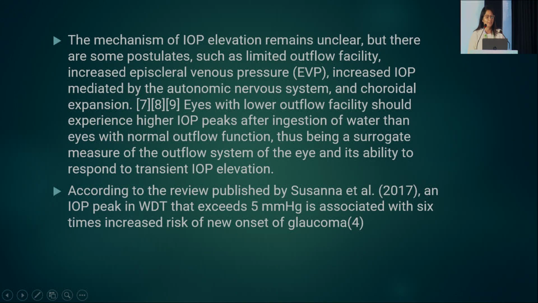Eyes with lower outflow facility should experience higher IOP peaks after ingestion of water than eyes with normal outflow function, thus being a surrogate measure of the outflow system of the eye and its ability to respond to transient IOP elevations. According to the review published by Susanna et al. in 2017, an IOP peak in the water drinking test that exceeds 5 mmHg is associated with 6 times increased risk of new onset of glaucoma.